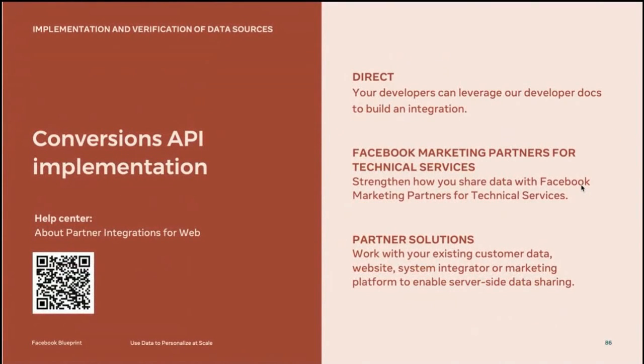Now, for implementation of Conversion API, there are three ways you can implement it. Either you can use an in-house implementation, which requires developer resources. There is a developer document, so if you have developers, they can read the doc and do the integration. If that's not feasible, you can connect with a certified implementation partner. And if that is also not possible, you can use your existing system integrators or marketing platform providers to implement the Conversion API.